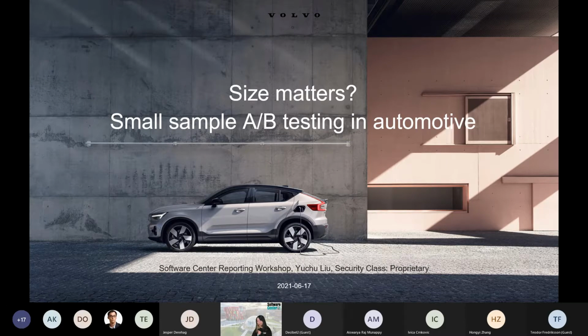I would like to talk to you about a very important question that is very scientific. It's called if size matters. So it's for the context of A/B testing, obviously.